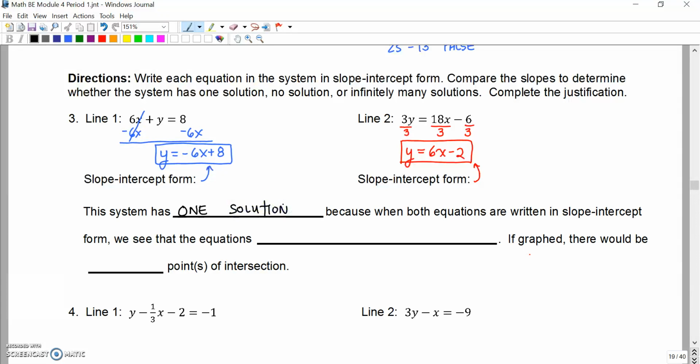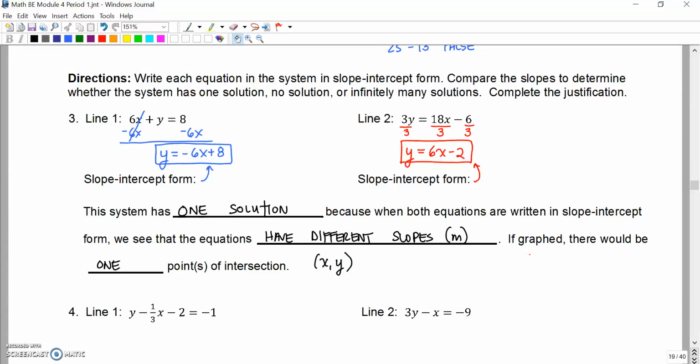Because when both equations are written in slope-intercept form, we see the equations have different slopes, or m, if graphed, there would be one point of intersection. And we don't know where that point is without graphing, and we don't need to find it right now, but we know that there's going to be one point or one answer that will be an ordered pair x, y.